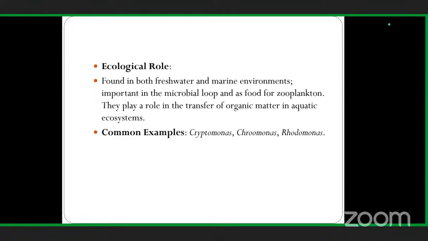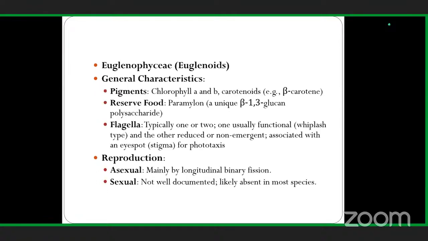Next is class 7, Euglenophyceae, also known as euglenoids. So the general characteristic is chlorophyll a and b are present. Carotenoids, that is beta carotene, are present. The reserve food is paramylon, a unique beta-1,3 glucan polysaccharide. Sometimes questions also ask in this manner: what is the composition of the reserve food material of the Euglenophyceae? So that is beta-1,3 glucan polysaccharide. Paramylon is composed of this composition only.